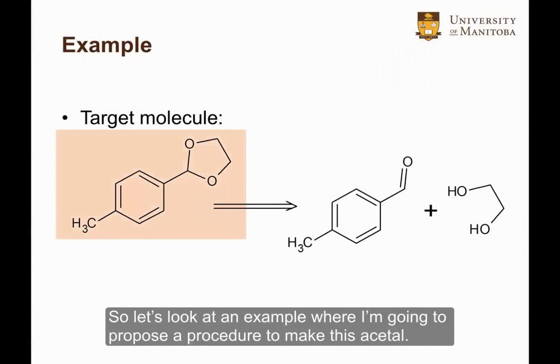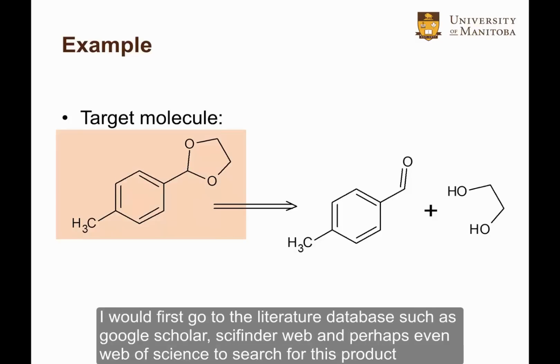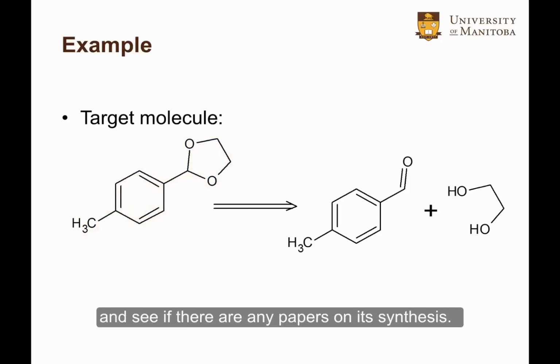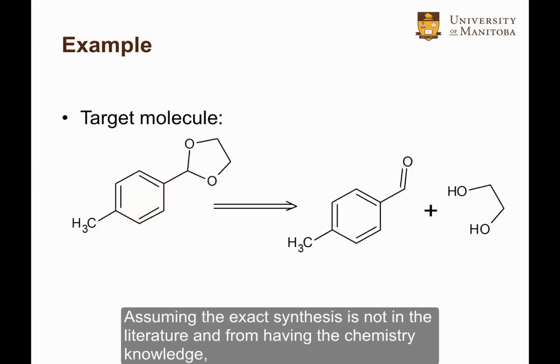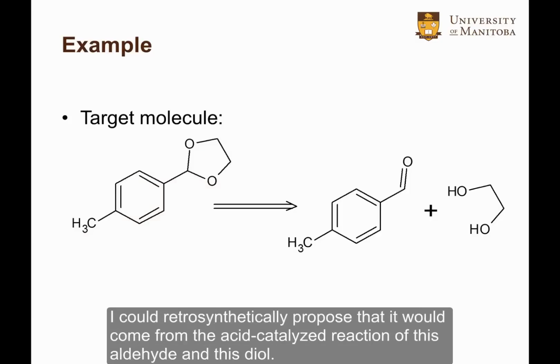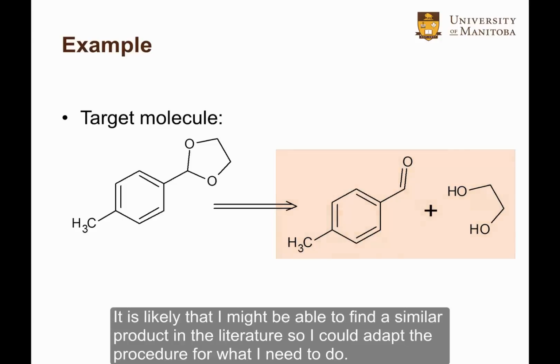So let's look at an example where I'm going to propose a procedure to make this acetal. I would first go to the literature database such as Google Scholar, SciFinder Web, and perhaps even Web of Science to search for this product, and see if there are any papers on its synthesis. Assuming the exact synthesis is not in the literature, and from having the chemistry knowledge, I could retrosynthetically propose that it would have come from the acid-catalyzed reaction of this aldehyde and this diol. It is likely that I might be able to find a similar product in the literature, so I could adapt the procedure for what I need to do.